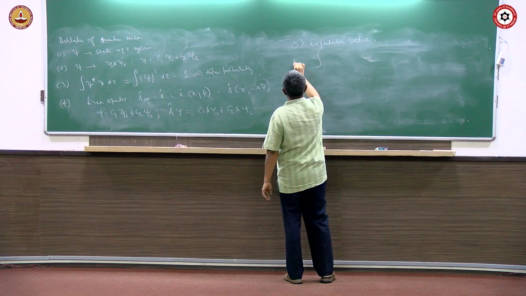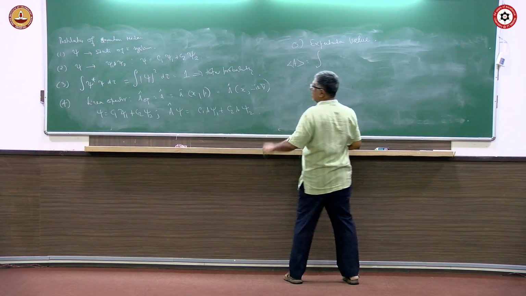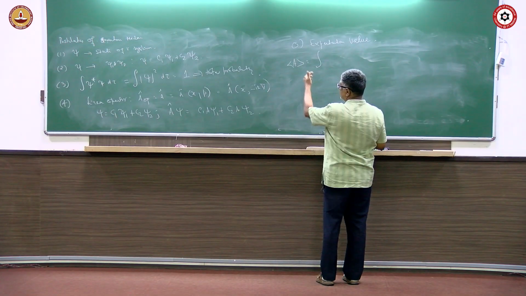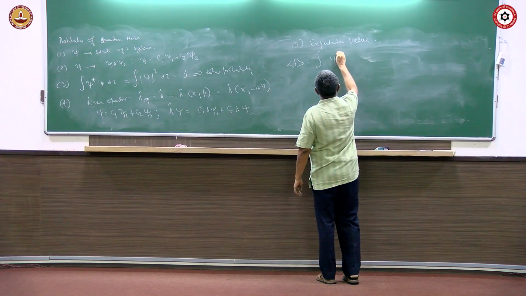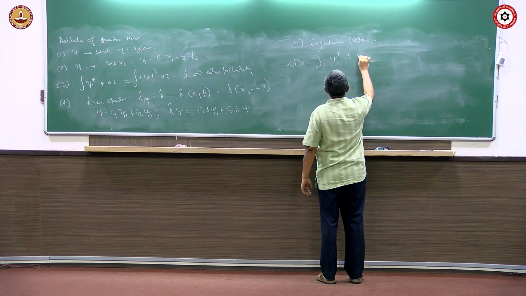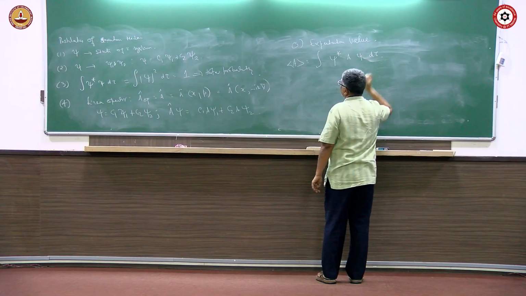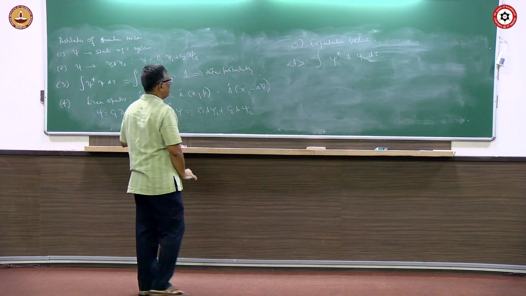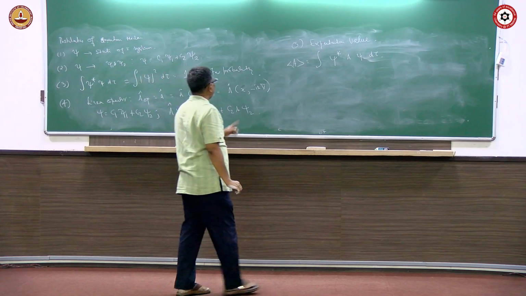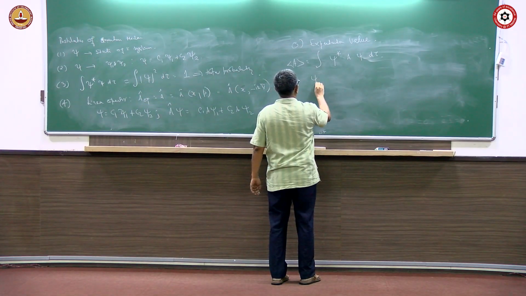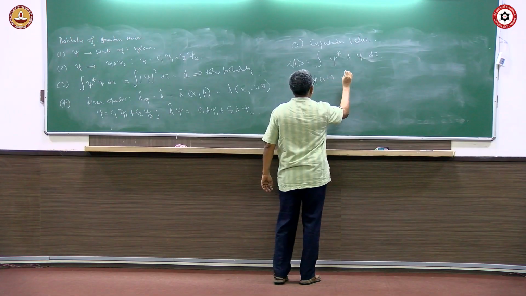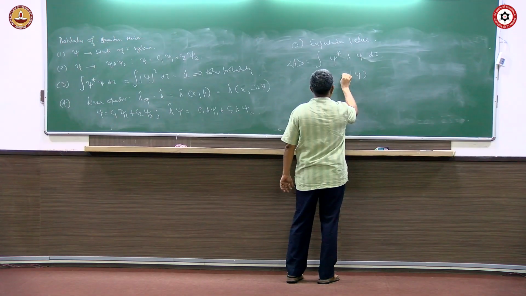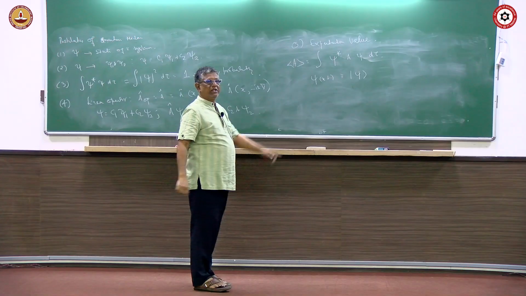Integral, any observable A, and its expectation value is given by integral psi star A psi d tau. I have equivalently defined this in Dirac notation. The wave function psi of x comma t is represented as ket psi with this bracket notation.